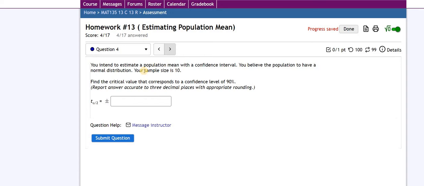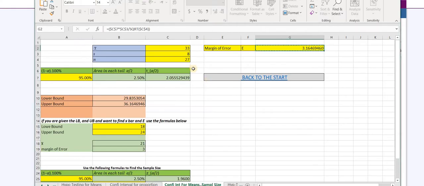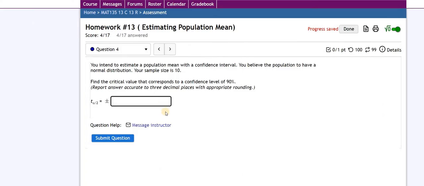Find the critical value. We need the critical value, which is the t critical, that corresponds to a confidence level of 90%. 90% is the confidence level. So now that we have the sample size and the confidence level and we need the t, that's all we need to change. n is 10 in this case, and the level of confidence is 90, and the t is going to be this number right here. I'm just going to copy it and paste it over here. It says round it to 3 decimals, so I'm just going to round this to 3 decimals.